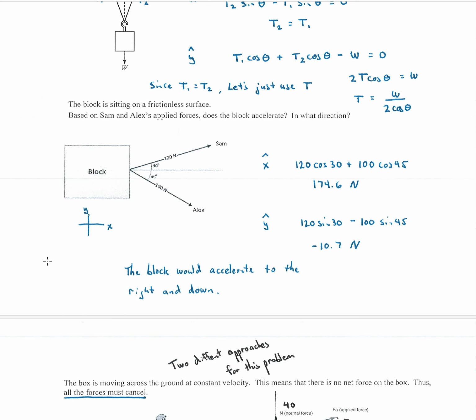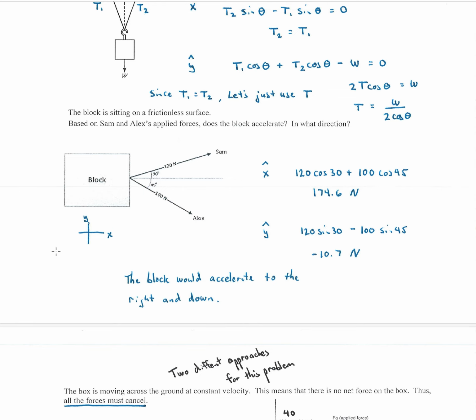All right, this one, we got a block, and we want to decide if it accelerates, and what direction. So we just have two forces. We're going to take Sam's horizontal plus Alex's horizontal and get a horizontal force. So yep, it's definitely accelerating to the right. And then we got Sam's vertical minus Alex's vertical. Alex is pulling down, so we used a minus. So Alex is going to beat Sam's vertical. And so yes, this will accelerate to the right and down for sure.